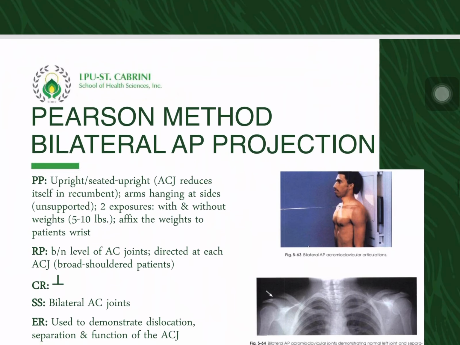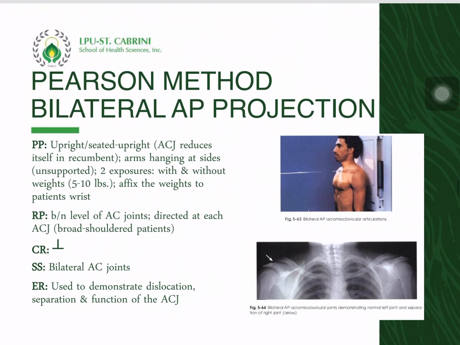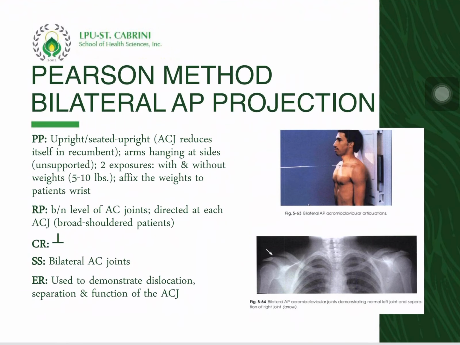First is the bilateral AP projection, Pearson method. This will visualize both left and right acromioclavicular joints. For Pearson method, it is done with 2 exposures while the patient is in upright or seated upright position. Having the patient in recumbent will reduce the ACJ joints. When we say ACJ, it also means acromioclavicular joint.